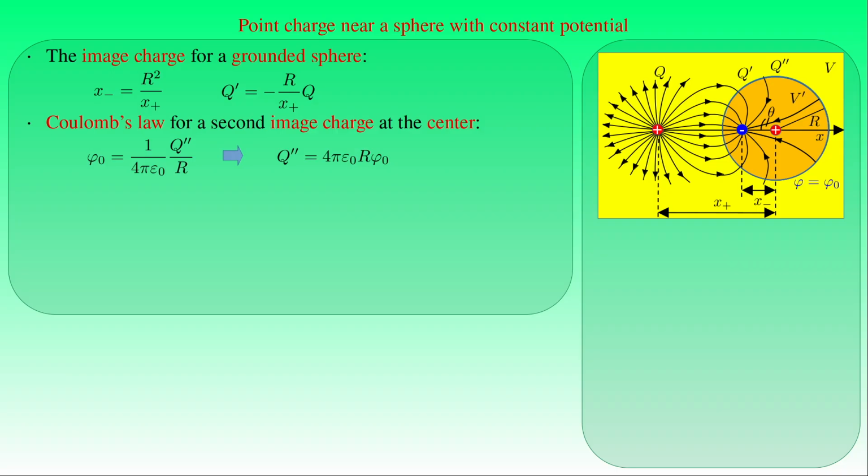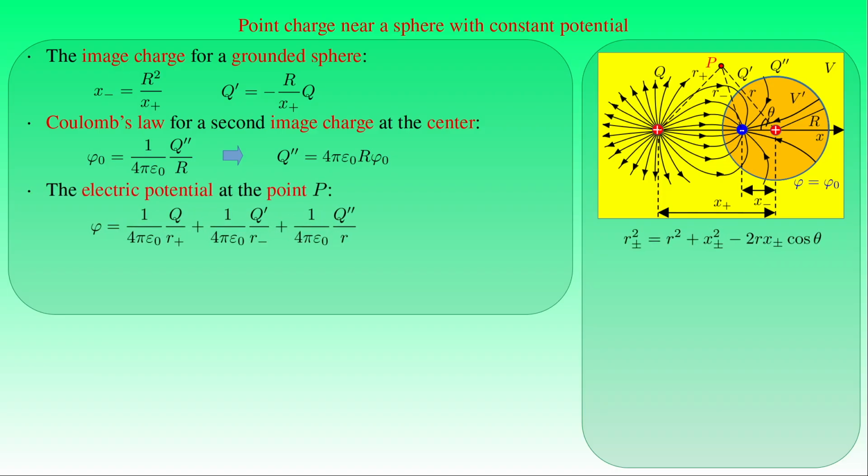The electric potential due to the 3-point charges is given by the superposition of the Coulomb potentials of the individual charges. As in the previous case, the potential phi at the point P at the distances R sub plus, R sub minus and R from the inducing charge q, the image charge q prime and the image charge q double prime can be written as 1 over 4 pi times epsilon naught, times q over R sub plus, plus 1 over 4 pi times epsilon naught, times q prime over R sub minus, plus 1 over 4 pi times epsilon naught, times q double prime over R.